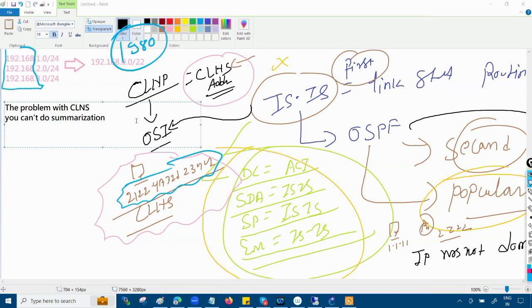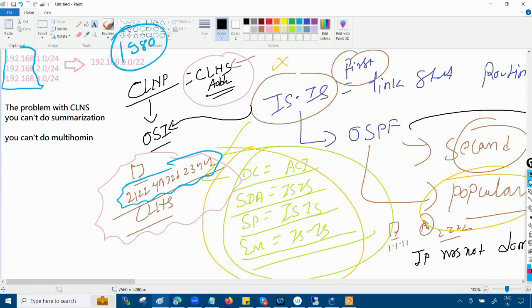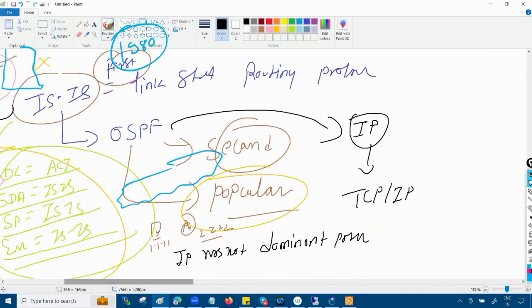The second problem with CLNS addressing is that you cannot do multi-homing. You can do it, but the problem is there. And because of these two major problems, what happened? Around the late 80s and 90s, people gradually started acquiring and deploying IP in the network.